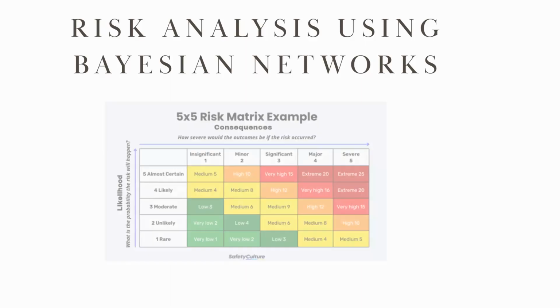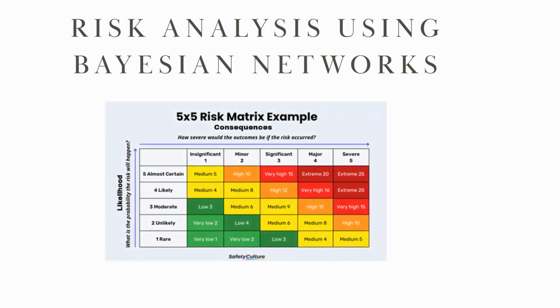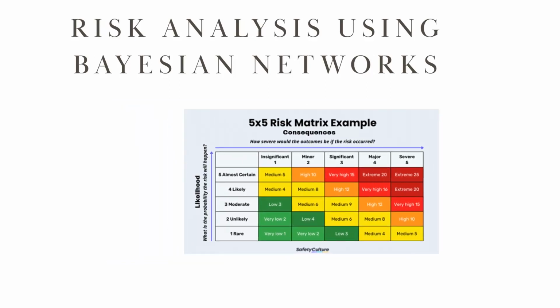Now let's look at risk. This matrix shows risk as the result of two factors: consequences, what impact would the risk have if it occurred, and likelihood, how likely is the risk to happen. So the higher the likelihood and the more severe the consequences, the greater the risk.